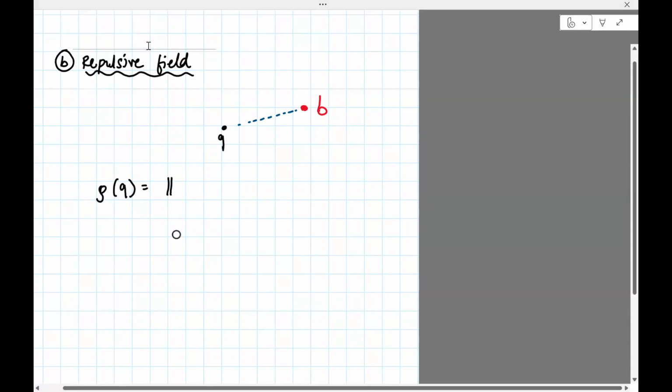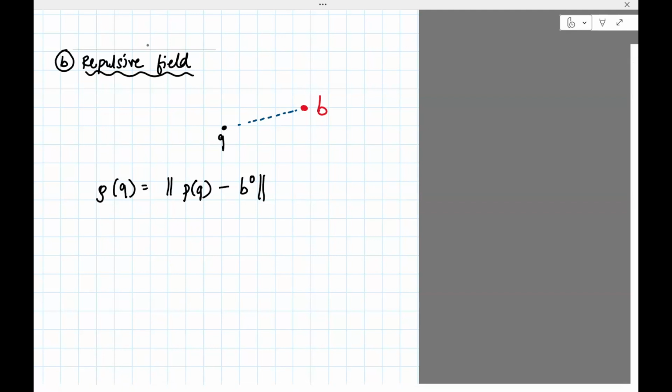First we'll define a distance function, and instead of defining the distance with respect to the goal like we did previously, we'll define the distance with respect to the point B. So we have rho of q, the position of q in world frame, minus B in frame 0. B in frame 0 means the position of point B, or the obstacle, in world frame. The 0 denotes that.